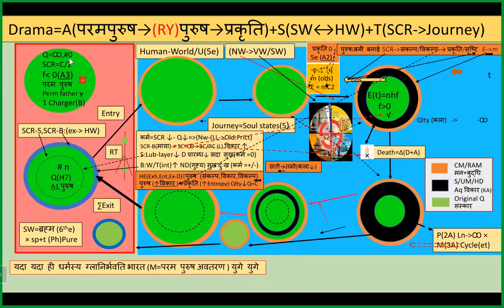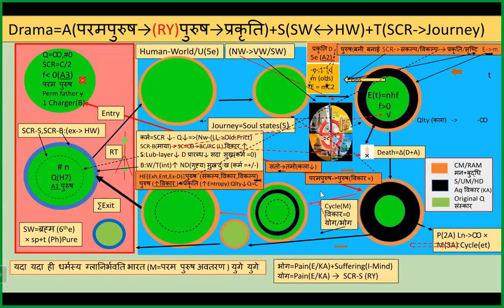The definition of the Supreme Soul is there. And then there is Avtara, the definition of Avtara is given here. And if there is Avtara, then there are two possibilities. The cycle can be completed either by yoga or bhog. There are two paths. The concepts of yoga and bhog are here. And because the cycle's vikar has to become zero, this Avtara of Param Purush will nullify the vikars. And this is bhog and yoga.